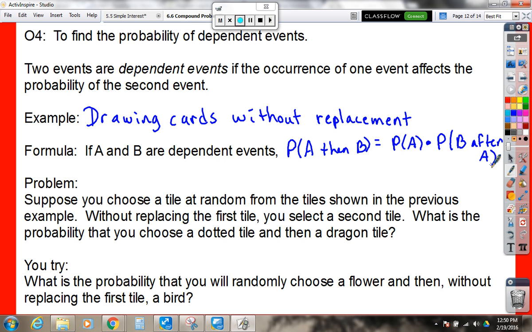What? It'll make more sense when we do a couple problems. So we're just taking the probability of A. It's still the same formula, really. We're taking the probability of A times the probability of B. But if we drew a tile and we didn't put it back, that probability changes. B would have been different before we did event A.